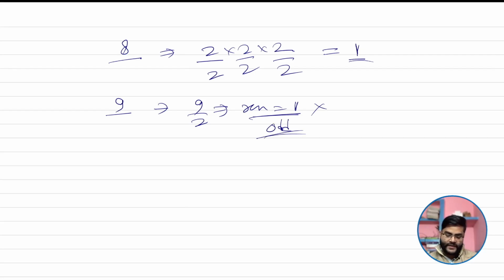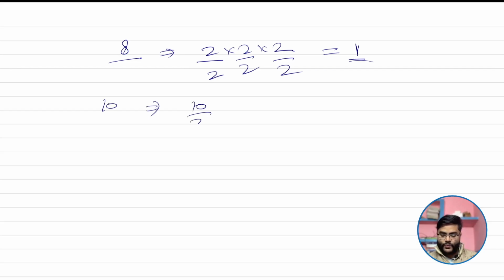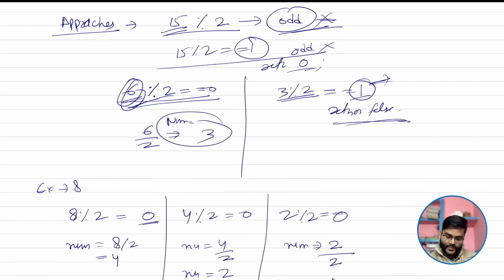Even if it is even, say you take 10. 10 divided by 2 will give you 5. If you do 5 divided by 2, it will give you remainder as 1. Which means if it is not a power of 2, somewhere you will get a remainder as 1. So this is my first approach.